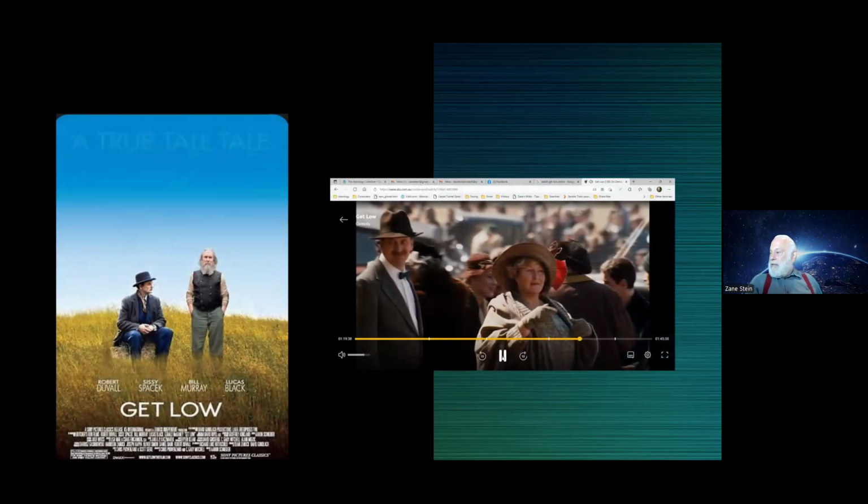So this is the movie. It was based on a true story about this crotchety old man in the 1930s who lived alone in the hills. And one day he decided to arrange to have his funeral while he was alive to see if anybody would show up. And it turned into a big circus. The newspapers got wind of it, and people started coming from all the neighboring states just to see this event, a funeral for somebody who's still alive.